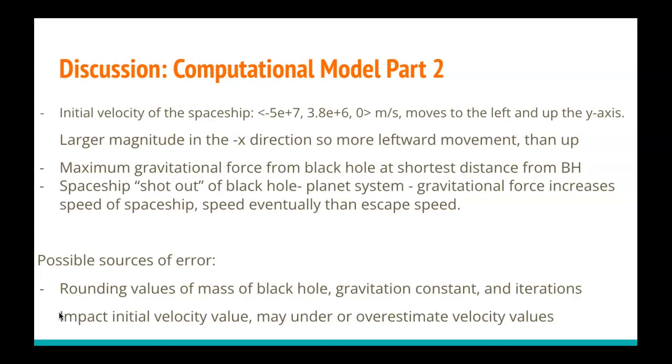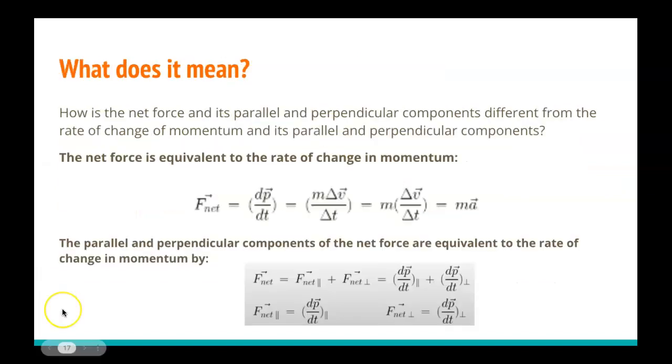Maximum gravitational force from the black hole was found at the shortest distance from the black hole. The spaceship also seemed to shoot out of the black hole planet system because the gravitational force increased the speed of the spaceship. Some possible sources of error were again the rounding values of the mass of the black hole, gravitational constant, and iterations. This may have impacted the initial velocity value found for the spaceship, which may under or overestimate the velocity values.